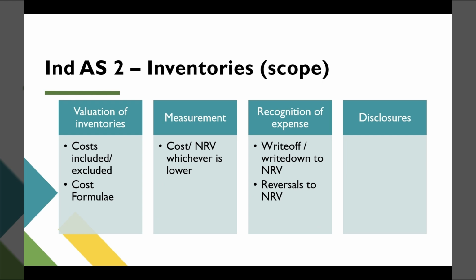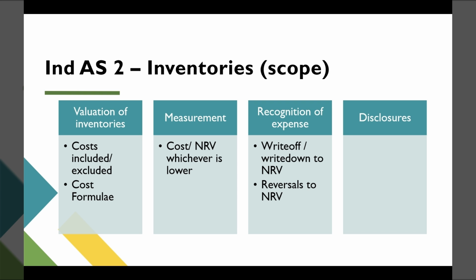What does the standard actually include? It details the valuation of inventories, which includes what costs are to be included and excluded, and what the cost formula is. So it is mainly the valuation of the inventories, and the process is explained. Then, once we know the value, how are the inventories to be measured? Whether it is the cost or net realizable value, whichever is lower. So that is the measurement principle.